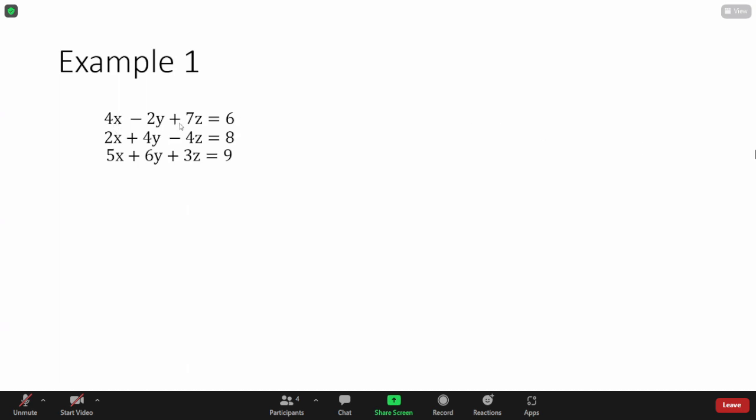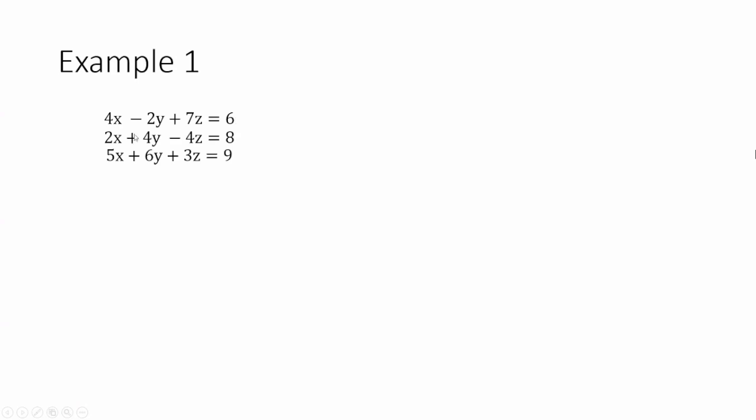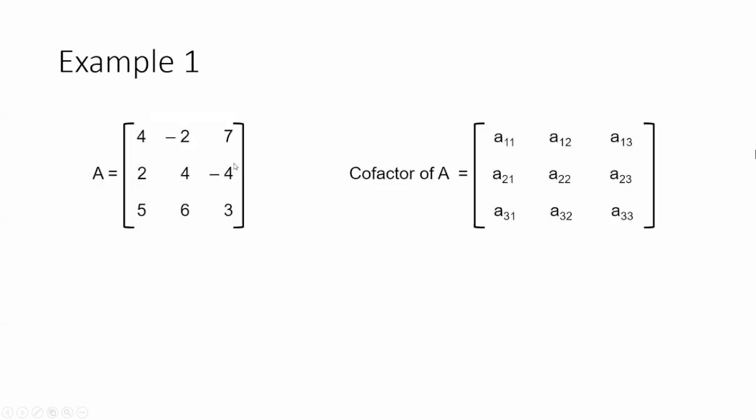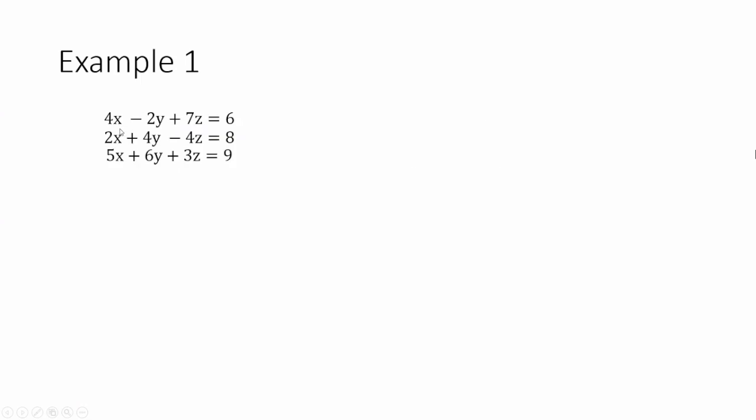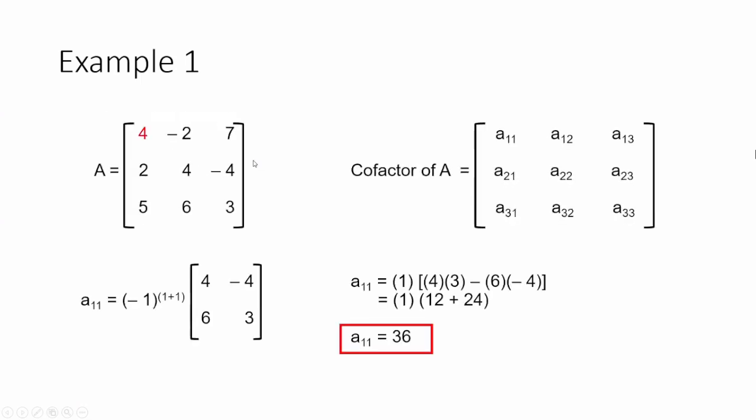4x minus 2y plus 7z is equal to 6. 2x plus 4y minus 4z is equal to 8. 5x plus 6y plus 3z is equal to 9. So this is a linear equation in 3 variables, 3 equations with 3 unknowns. Now, this is matrix A, and this will be your matrix B.